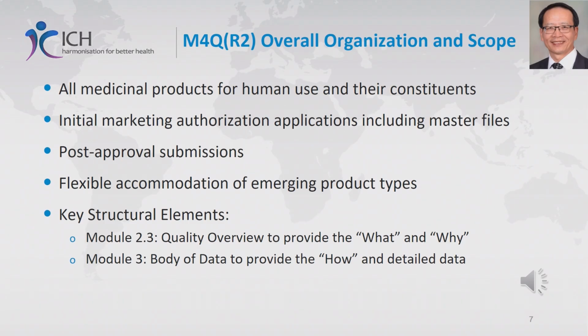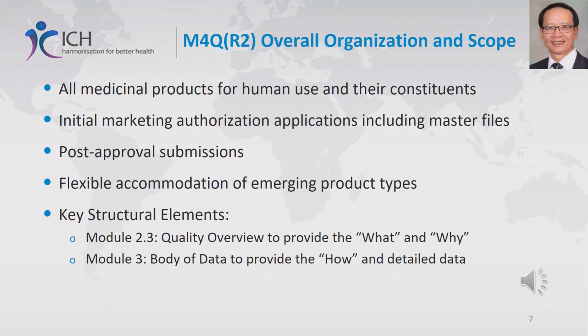So M4Q R2 has a comprehensive scope covering all medicinal products for human use and their constituents. That includes initial marketing authorization applications, master files, and post-approval change submissions. The structure provides flexible accommodation of emerging product types. We're designing for products that do not even exist yet.